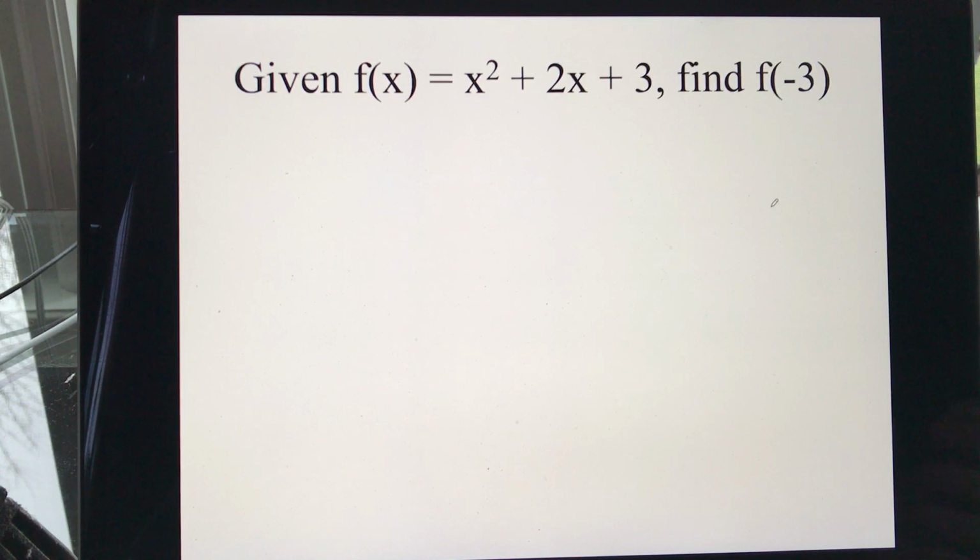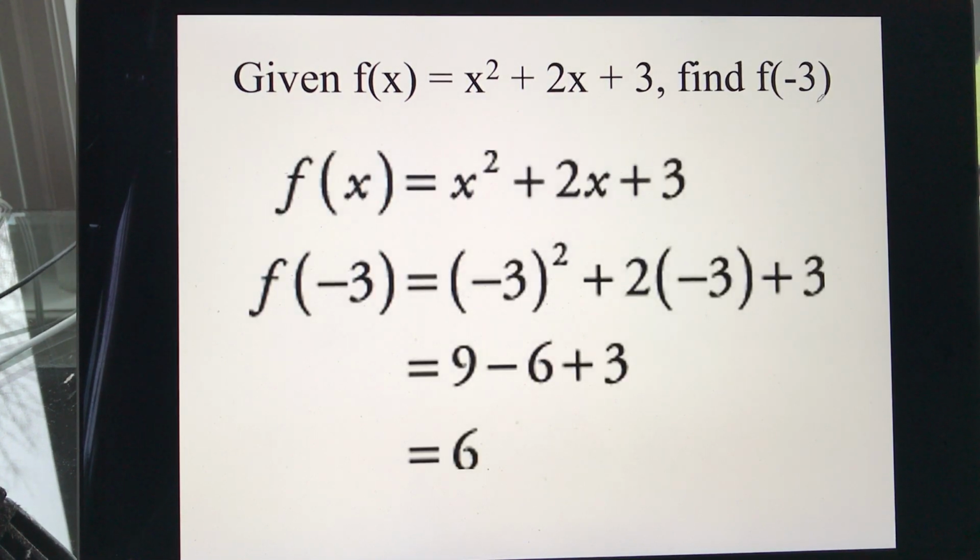So the advantage of this is that, say I'm given a function, f of x is x squared plus 2x plus 3. I can say find f at negative 3. And to do that, here's my function. I just replace the x with negative 3. I plug in negative 3 and so on. Now it's just BEDMAS, and negative 3 squared is 9. 2 times negative 3 is negative 6, plus 3, and so on. Gives me my answer of 6.